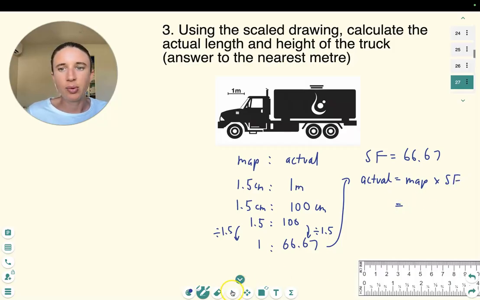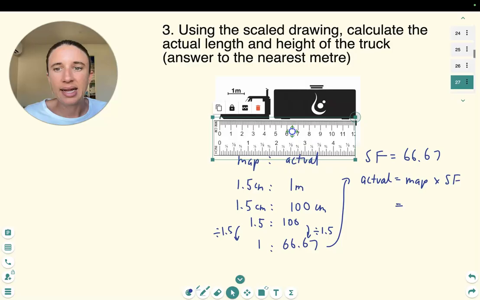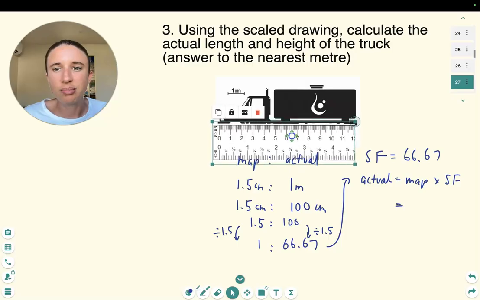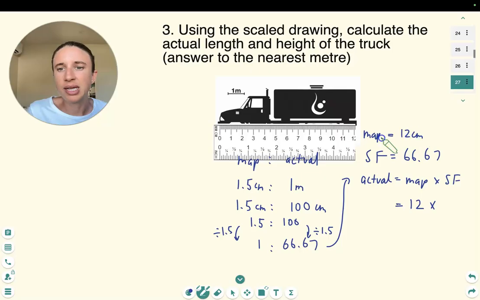So that means if I want to find my actual length, I'm going to have to measure my map length. So my total length of that truck, more or less, is 12 centimeters. So my map length of that truck is 12 centimeters. So you could even put that up here if you want. Map length is 12 centimeters. It's good to do a data table. I should have been doing that.